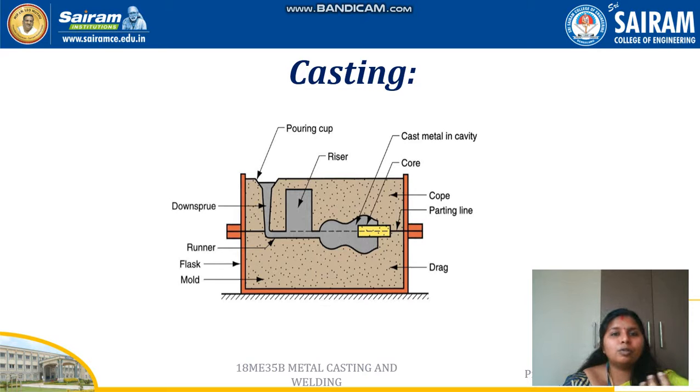This is similar to kids playing with a mold. For example, you can take ice cream molds: the batter is prepared, poured inside the mold, and kept in the refrigerator. Here we are not keeping it in a refrigerator, but at room temperature itself it is cooling. So this is how a casting process is done.